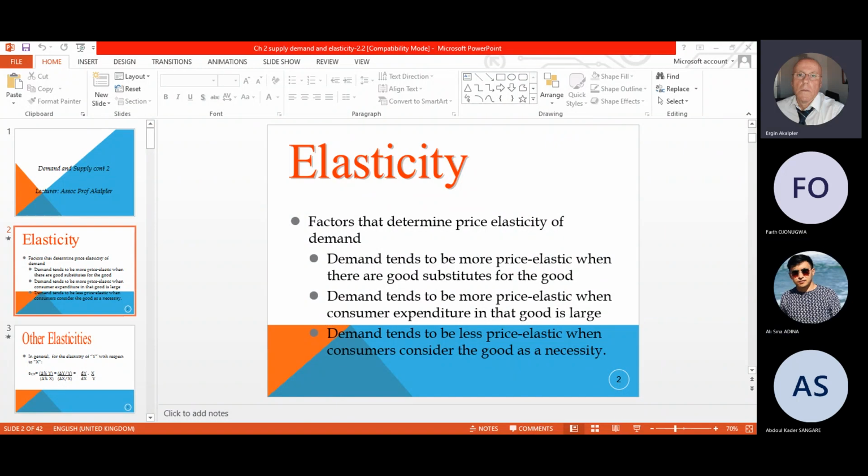Okay, I'm going to present the second part of the elasticity today. Factors which affect and determine price elasticity of demand. We have already exercised the price elasticity of demand last lecture. We did some interpretations, and today we are going to extend the elasticity to supply and some other cross price elasticities. Demand tends to be more price elastic when there are good substitutes for the good. Demand tends to be more price elastic when consumer expenditure on that good is large, and demand tends to be less price elastic when consumers consider the good as a necessity.